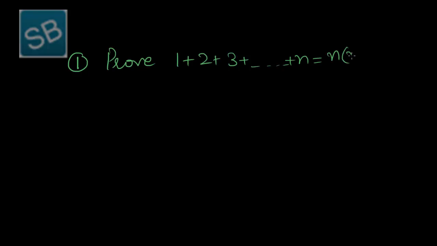Now we are going to solve some problems on the basis of the principle of mathematical induction. The first problem is: prove that the sum of n natural numbers, that is 1 plus 2 plus 3 up to n, is equal to n into n plus 1 over 2, for all n belonging to the natural numbers.